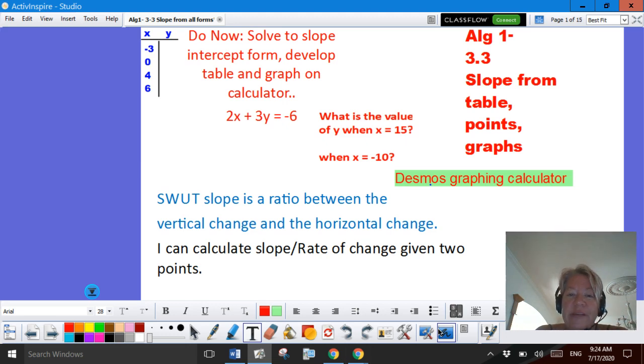All right, today is going to be all about slope. We're going to be looking at slope from a variety of different sources: tables, graphs, equations, and we're going to be using our Desmos graphing calculator. So go ahead and open that up, and let's see if we can come up with our table values from Desmos. We're looking for the value of y when x is 15 and x is 10 once we get that table. So go ahead and take a minute and see if you can do that.